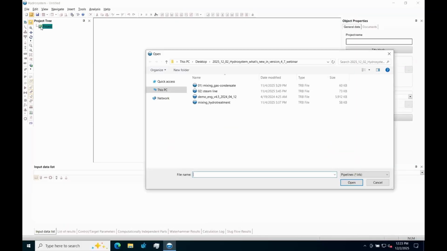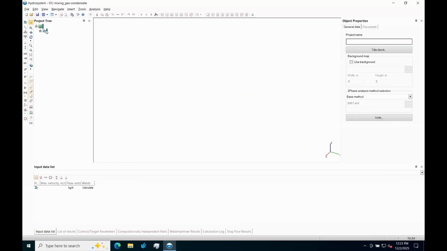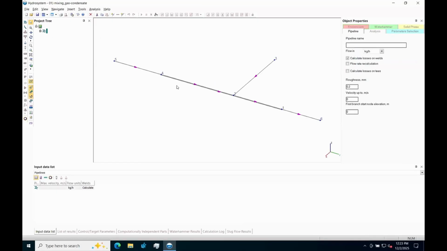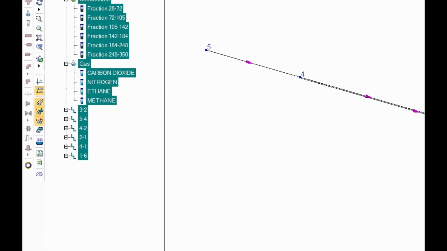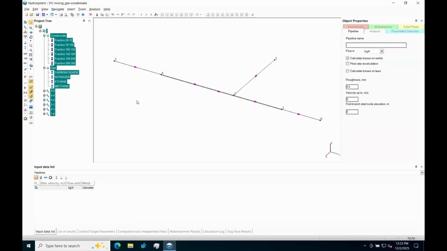Here I have an example of this type of flow. Here we have a mixing of a gas condensate mixture. The gas flow is set as a mixture of gas components: nitrogen, ethane, methane, carbon dioxide, etc. And the liquid gas condensate is set as pseudo components, so as an oil fraction.